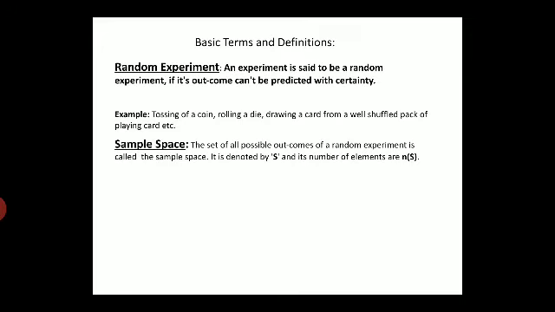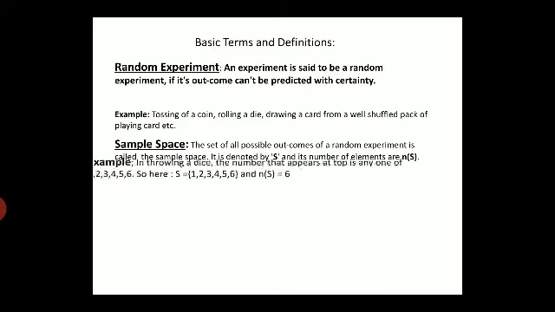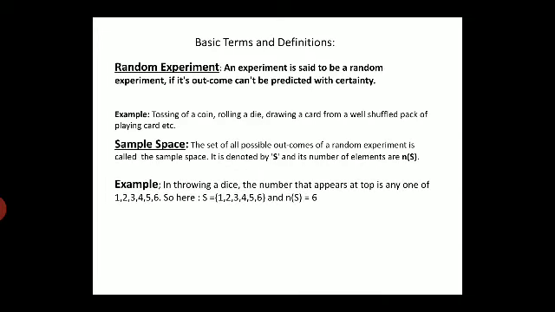Then we'll discuss sample space. It is nothing but the set of all possible outcomes of a random experiment is called the sample space. It is denoted by S and its number of elements are n(S). As for example, in throwing a dice, the number that appears at top is any one of 1, 2, 3, 4, 5, 6. So here S is the set containing the elements 1, 2, 3, 4, 5, 6 and n(S) is 6.